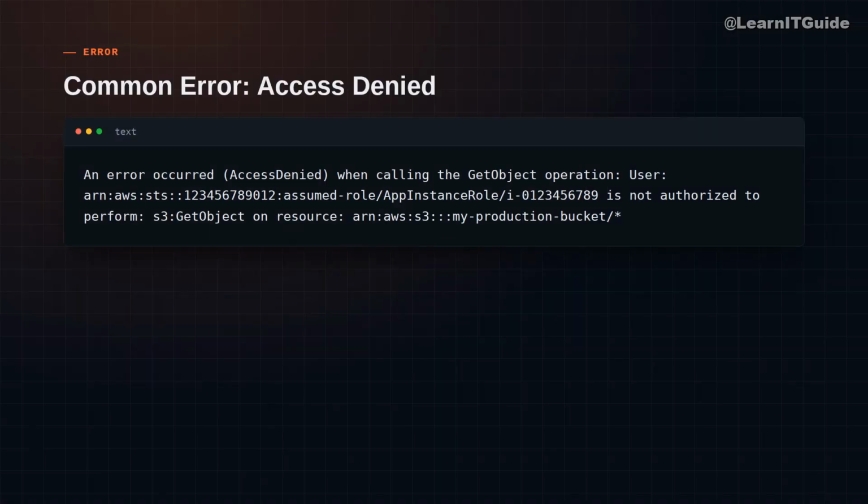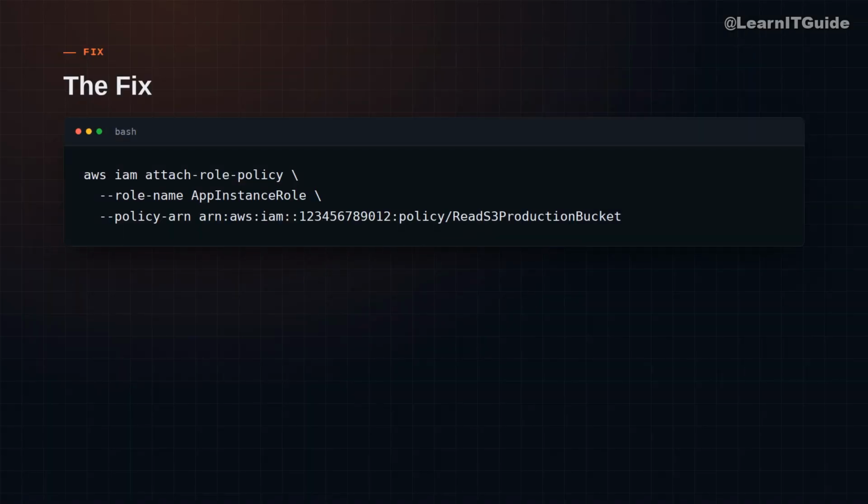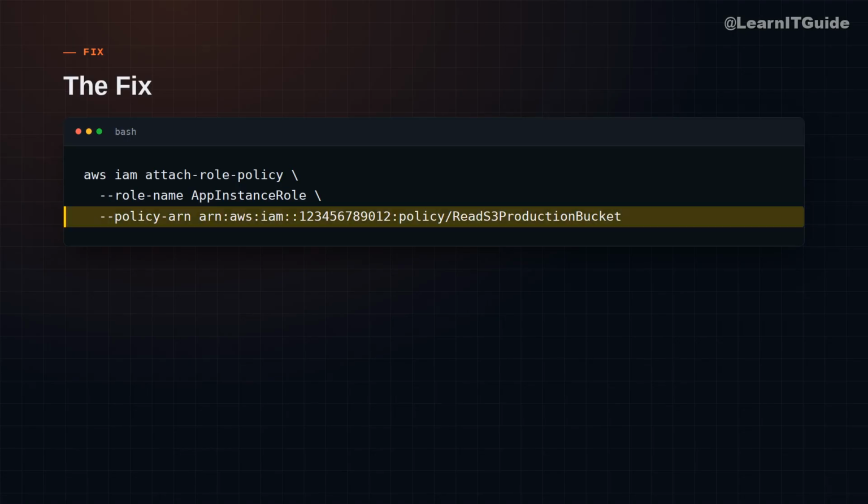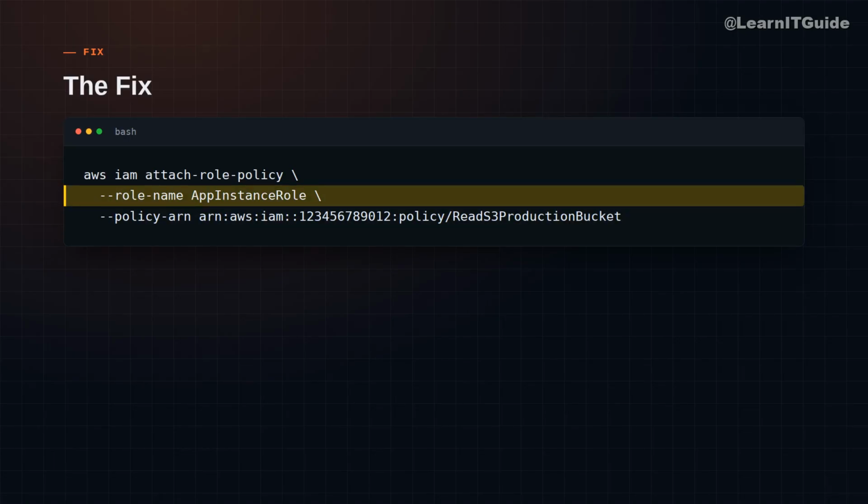You will eventually see this error. It means your role is assumed, but the policy attached to it is too restrictive. The error message explicitly tells you which action and which resource were denied. Read the message carefully. It is your best friend when debugging permissions. To fix the access denied error, ensure you have actually attached the policy to the role. This command links the policy ARN to your role name. Verify that the ARN in your command matches the one returned when you created the policy earlier.